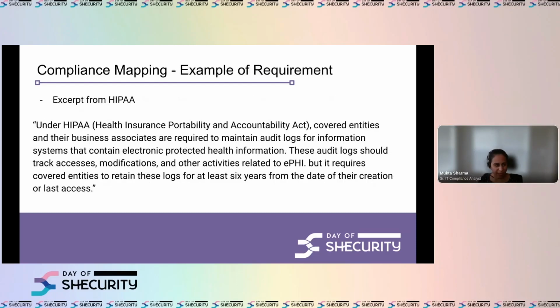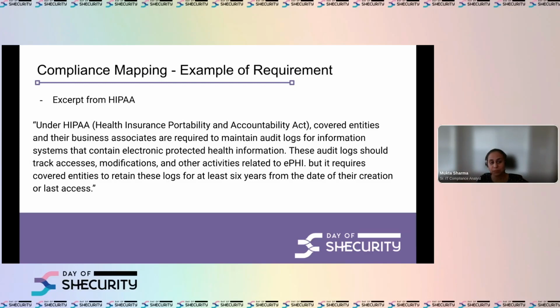Now, moving on to the next thing. What is compliance mapping, and how is it done? That's one of the things that is not talked about. This is an example of a requirement. This is a blurb from HIPAA. HIPAA is a regulation. I picked up a blurb from it and just pasted it over here.